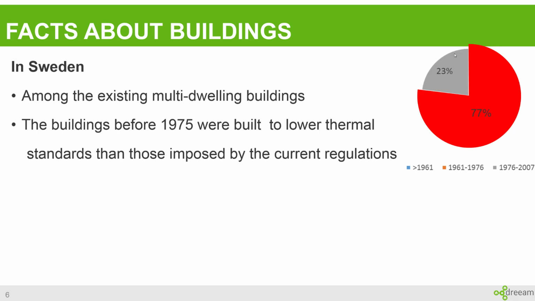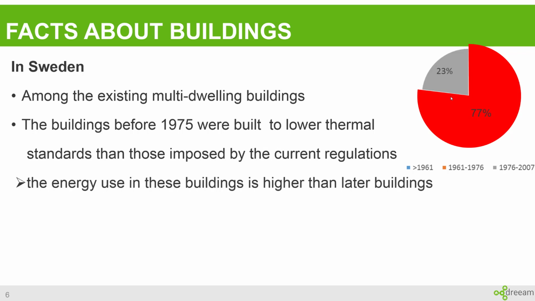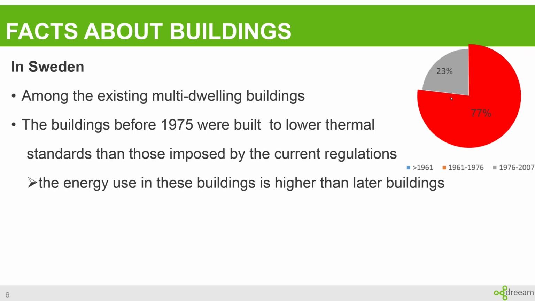The buildings before 1975 were built to lower thermal standards than those imposed by the current regulation. So we are talking about 77% of existing dwelling buildings in Sweden that were built to lower thermal standards than those imposed by the current regulation, which means that the energy used in these buildings is higher than in later buildings.